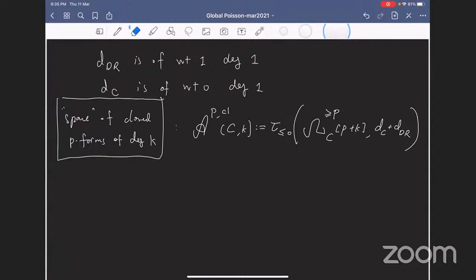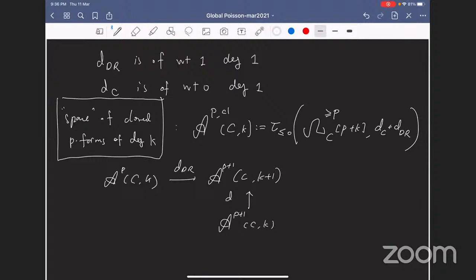Okay, so I would like to give some picture of what exactly a p-form, a closed p-form, looks like. Just from the degree remark, we have this space of p-forms of degree k, and if we take the de Rham differential, that will map it to the space of (p+1)-forms of degree k+1. On the other hand, if I take a (p+1)-form of degree k, the internal differential will send it to the same space. Then we get this zigzag picture of maps between spaces of p-forms of degree k for different p and k.